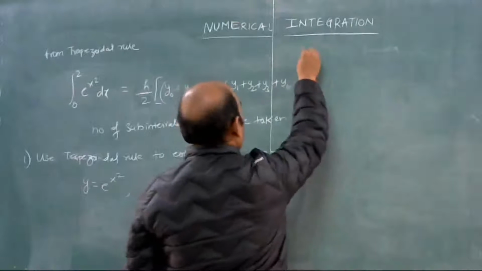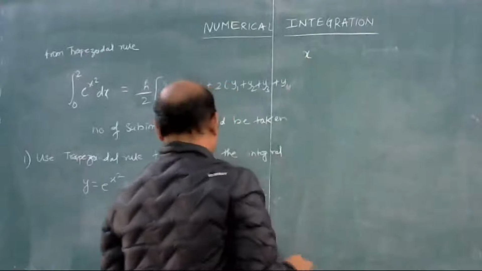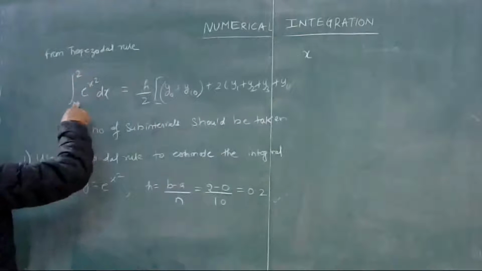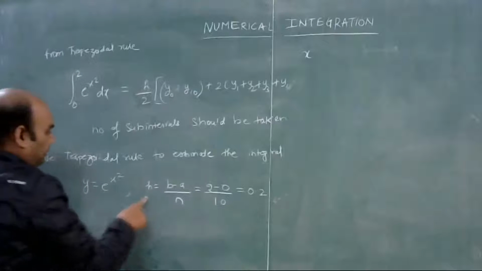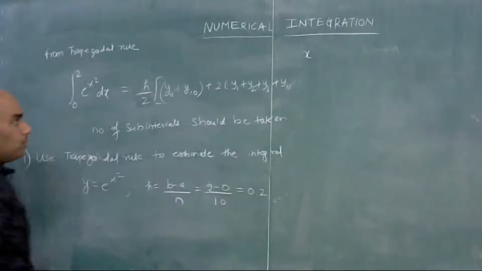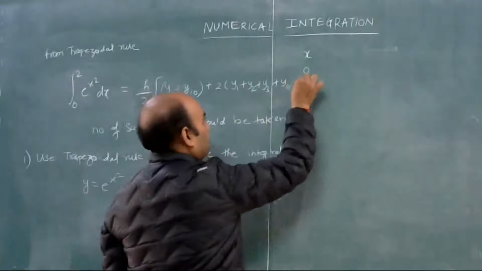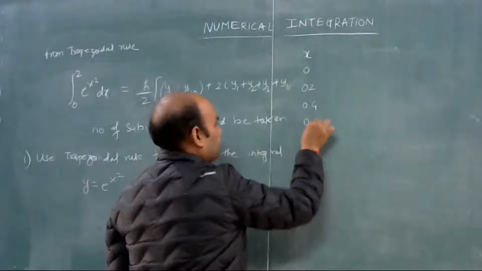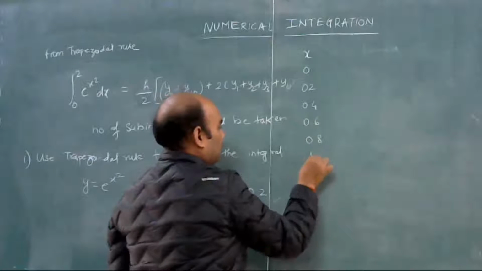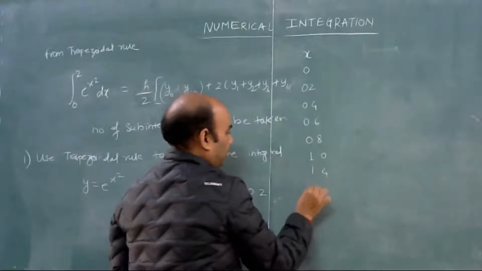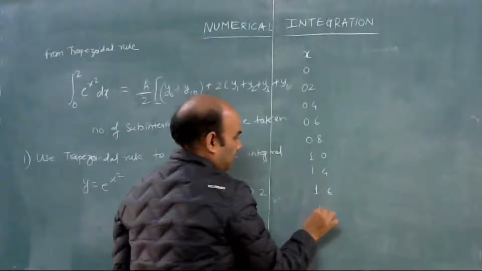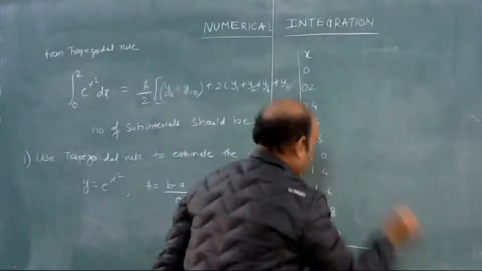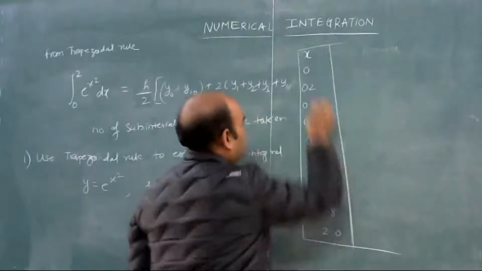So again we have to prepare a table for the various values of x. It is integration from 0 to 2, and the subintervals are 0.2. So we start with 0, then 0.2, then 0.4, 0.6, 0.8, 1.0, 1.2, 1.4, 1.6, 1.8, and 2.0. In this way, we have to divide the values of x.